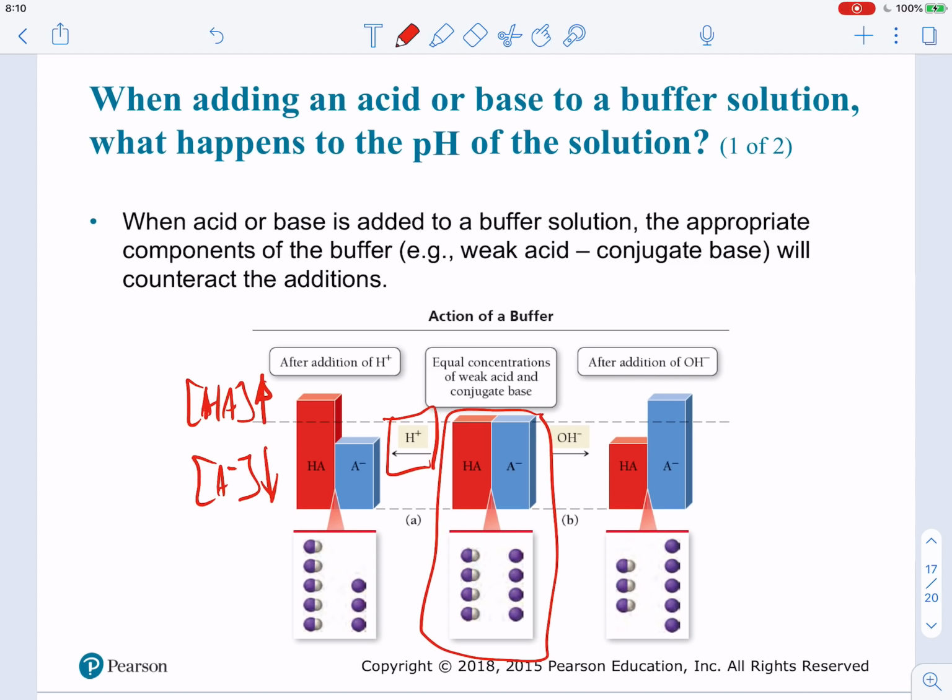And in the opposite case, OH minus will consume the acid, okay, so the concentration of the acid will go down and the concentration of the conjugate base will go up. And as long as you have a significant amount of each of those substances, then your pH is under control. They will change a little bit, but not as dramatically as if you were adding those acids or bases to pure water.